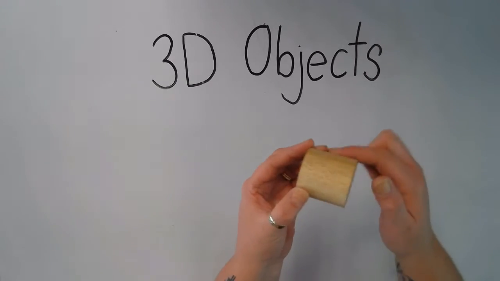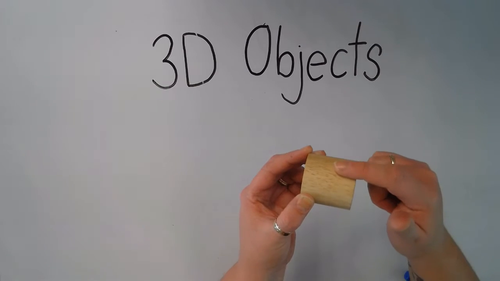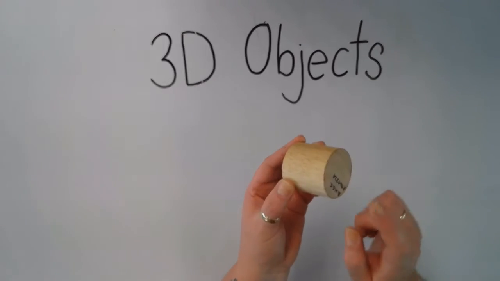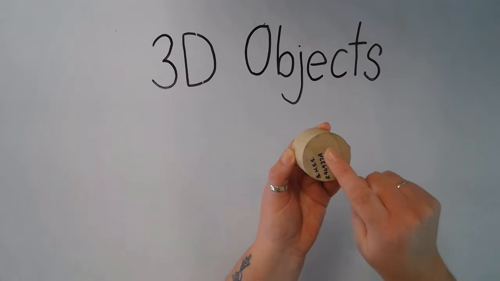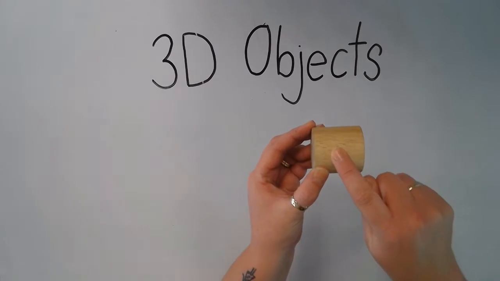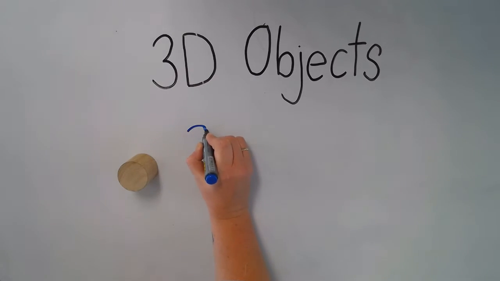It's still a flat surface, but it goes around and around. I can make my finger go all the way around it, and it's also a face. So we have to count this one as a curved face. So we've got 1, 2, 3 faces. I'm going to write that down on my board. You can write it down on yours too if you'd like.